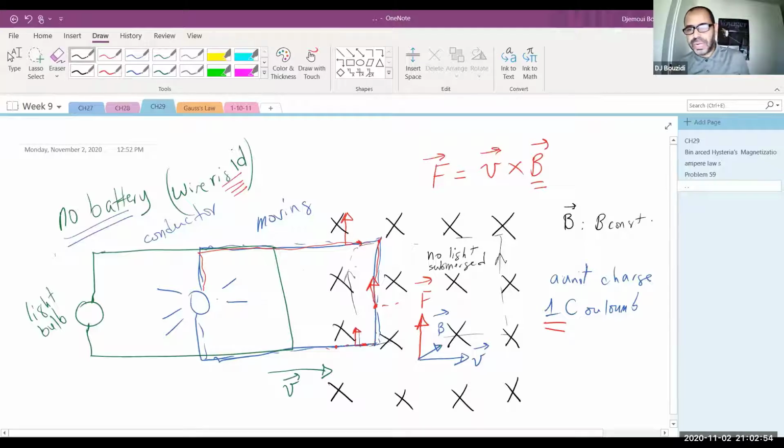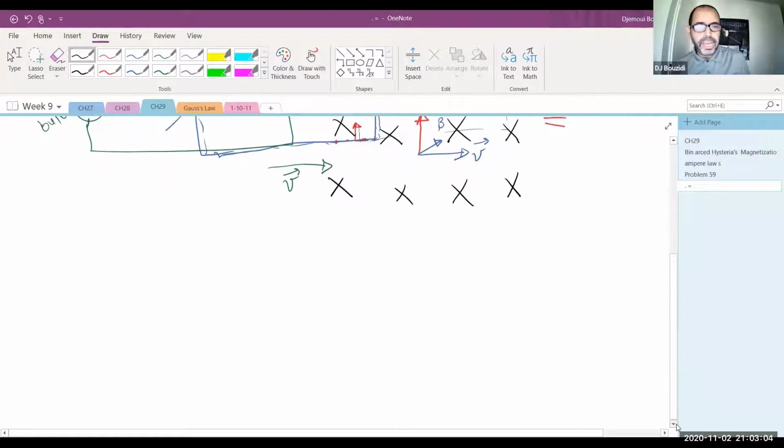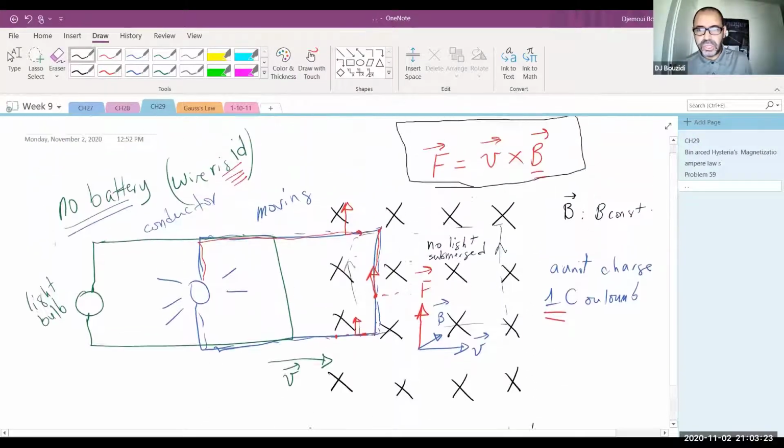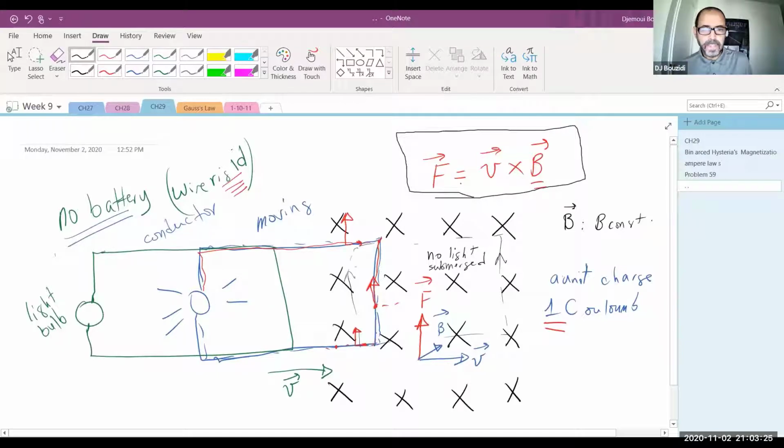So what I have in this situation is this force that is moving 1 coulomb. If I am interested in finding the work done on a 1 coulomb charge, that work is going to be this force, which is on a 1 coulomb charge, times the displacement.